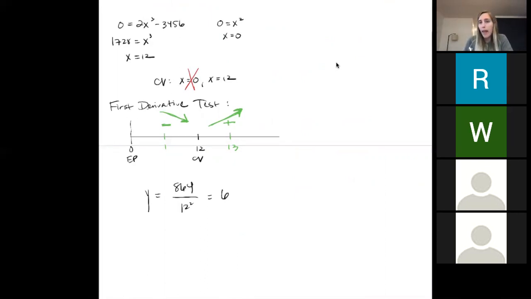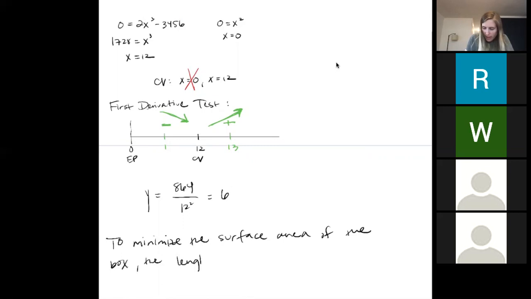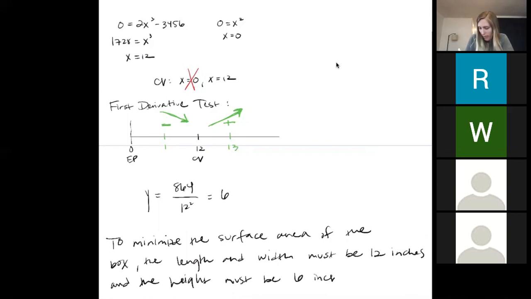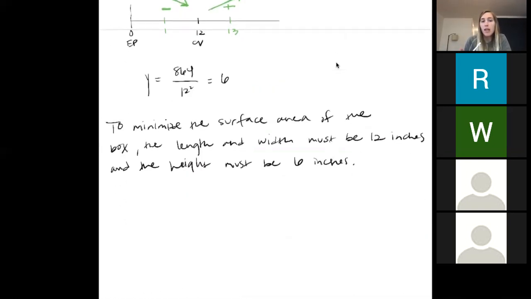Okay, so then we could say something like, to minimize the surface area of the box, the length and width must be 12 inches, and the height must be 6 inches. And I know it's inches because the volume we were given was cubic inches. So that's part A.